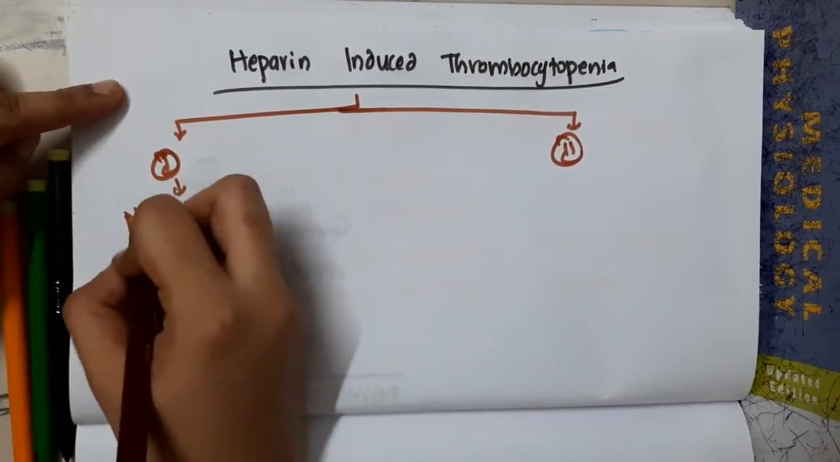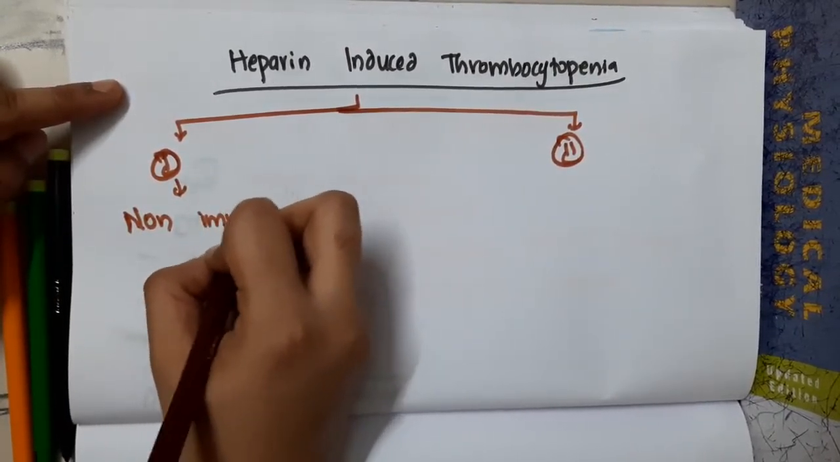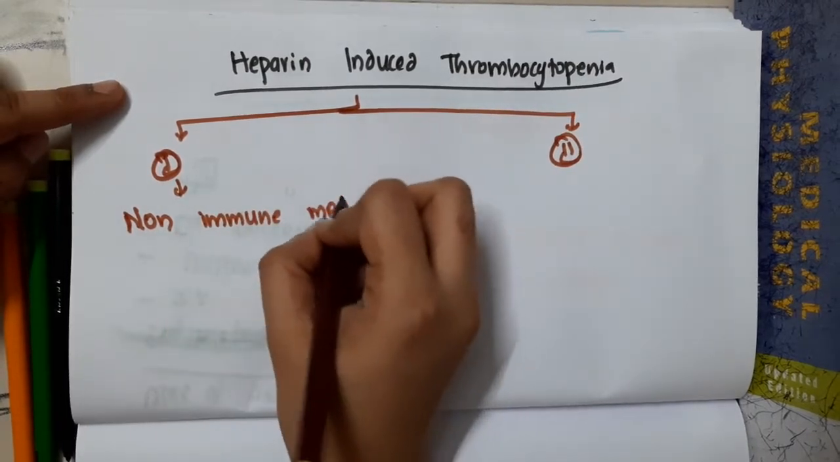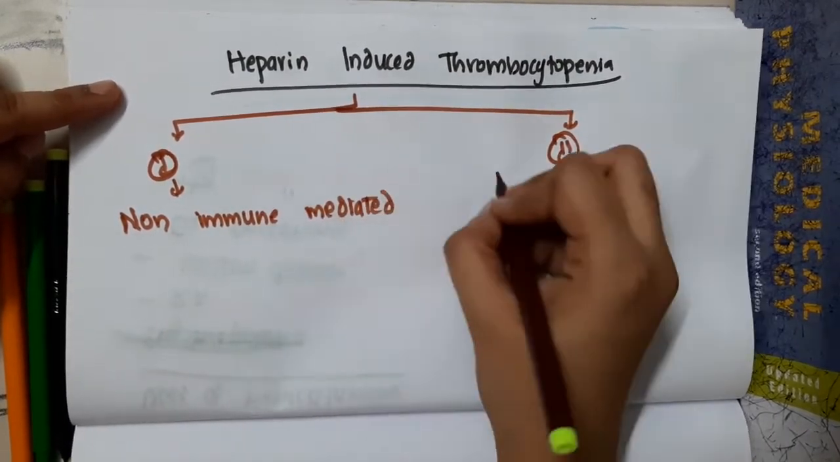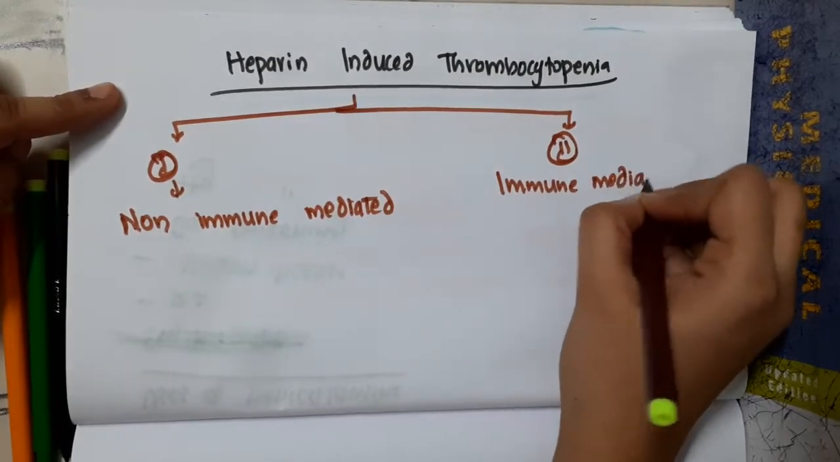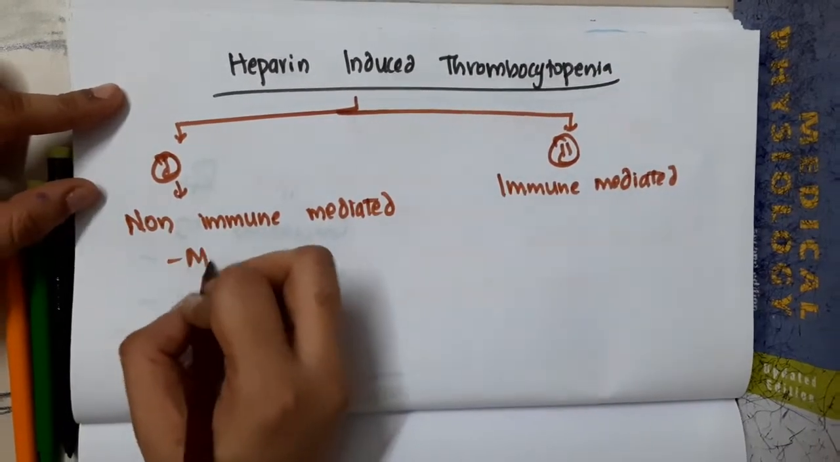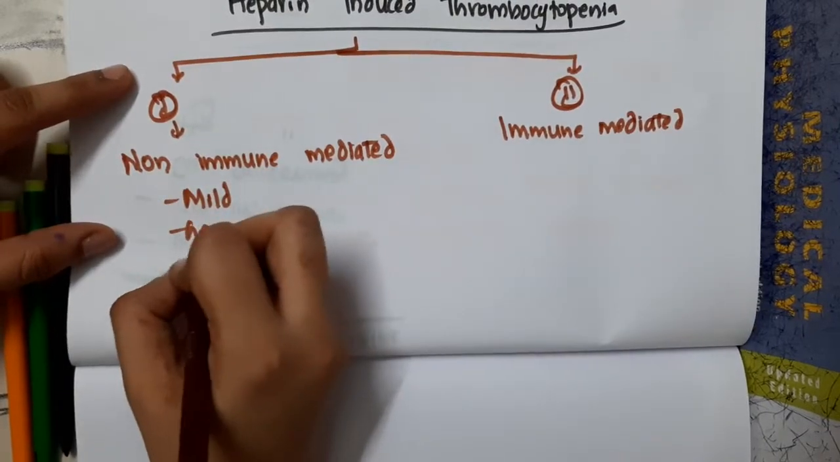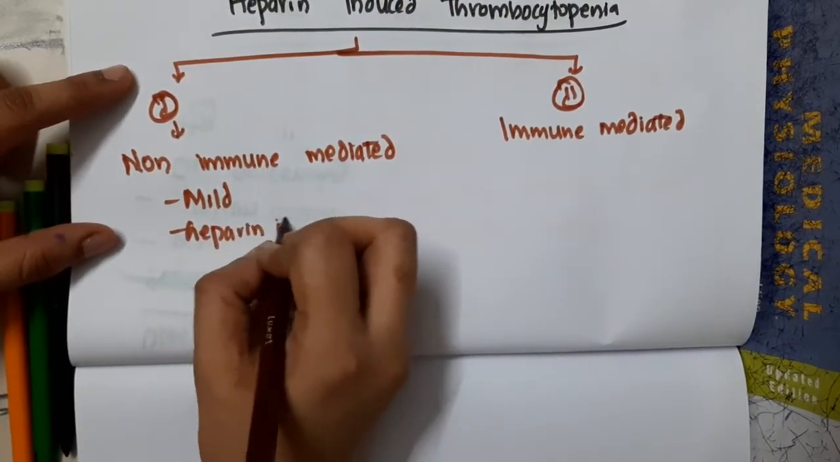Type 1 is actually non-immune mediated, whereas type 2 is immune mediated. So in non-immune mediated, it is mild, and here heparin is continued.